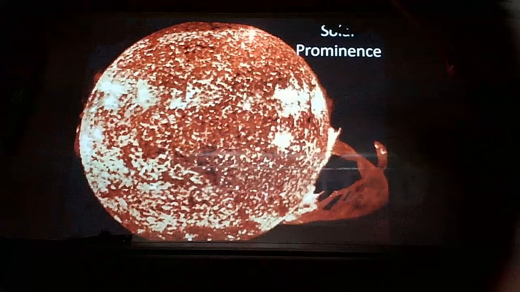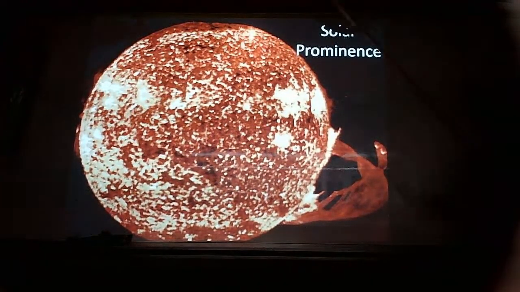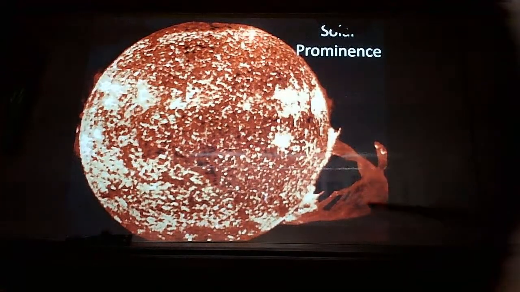Now it's on. So this would say solar prominence there. You want to write down solar prominence in your notes. Solar prominence. And this down here is an example of a solar prominence. We'll get to what those are right now.